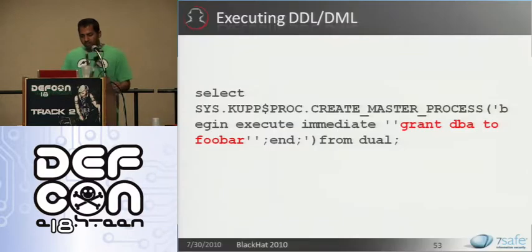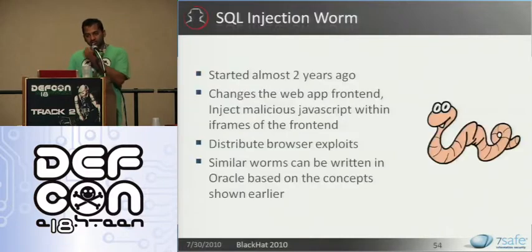Okay, so moving on, using this particular function, create master process, you can execute DML and DDL statements. So like you can do grant DBA to any particular user. If you can execute DDL or DML statements, then obviously you can write SQL injection worms.